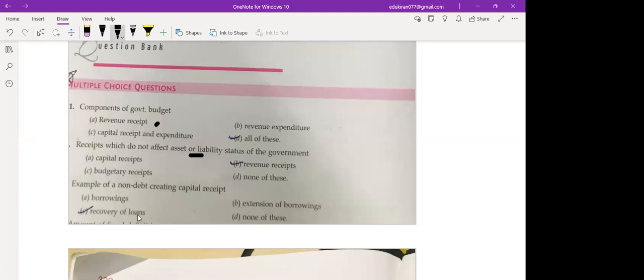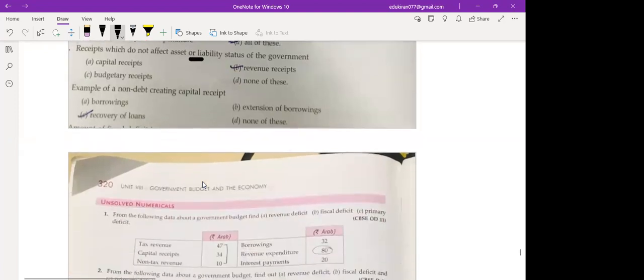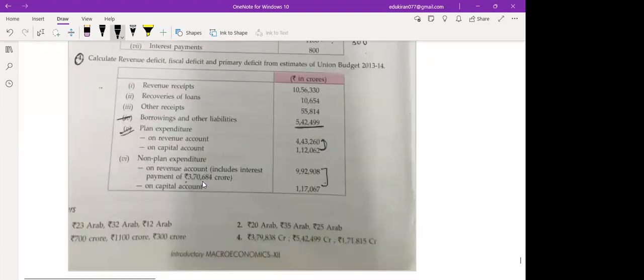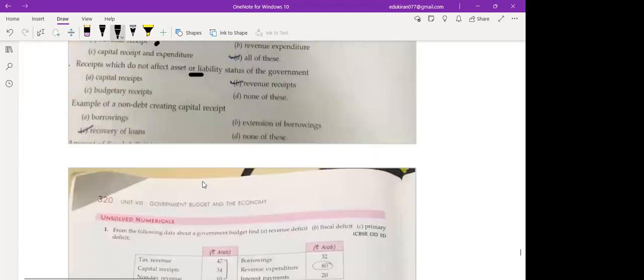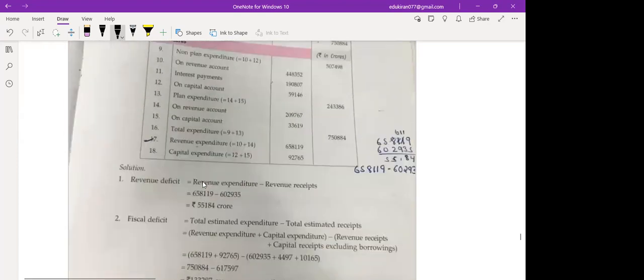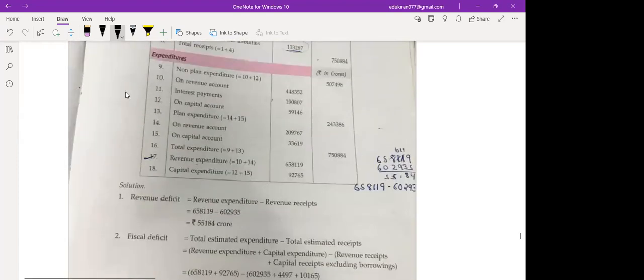Yes, non-debt creating capital receipt. Right? Okay. So girls, I'm giving you 2 minutes. You can quickly go through this chapter, the numerical portion and everything. Just let me know if you have any issues. Okay.